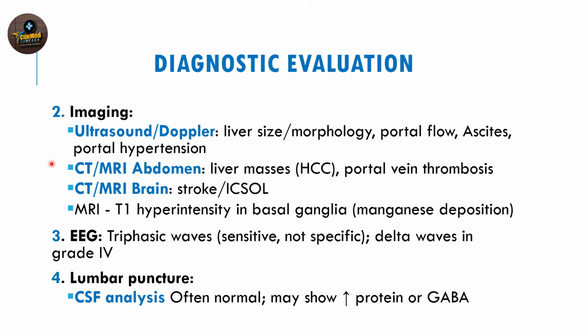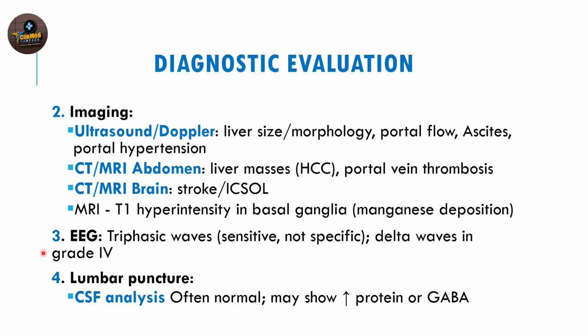The CT or MRI of the abdomen helps to look out for liver masses such as hepatocellular carcinoma or even portal vein thrombosis. The CT or MRI of the brain can check for stroke or intracranial space-occupying lesions. It is important to say that the MRI of the brain may reveal T1 hyperintensity in the basal ganglia. This is suggestive of manganese deposition. The EEG findings include triphasic waves. This is sensitive but not specific. Delta waves on EEG are seen in grade 4 hepatic encephalopathy.